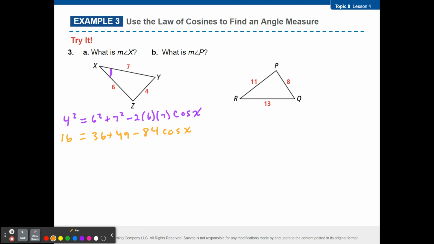Okay, now, remember, I'm not touching this. No, this does not exist. But I am going to subtract the 36 and the 49 from each side. 16 minus 36 minus 49, what does that give me? Tony? Negative 69.